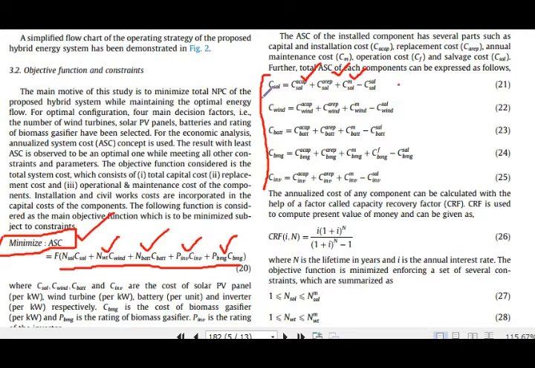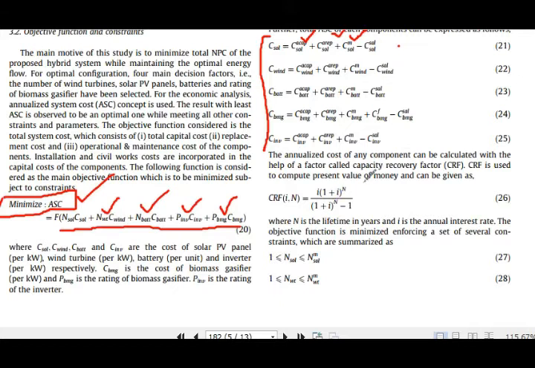So after calculating these cost factors of solar, wind, biomass, you can get the capital recovery factor, which is given by this equation. What's the importance of this capital recovery factor? The importance of this capital recovery factor is when your project life is 20 years or 25 years, where N is the life of your project in years, and I is the interest rate.